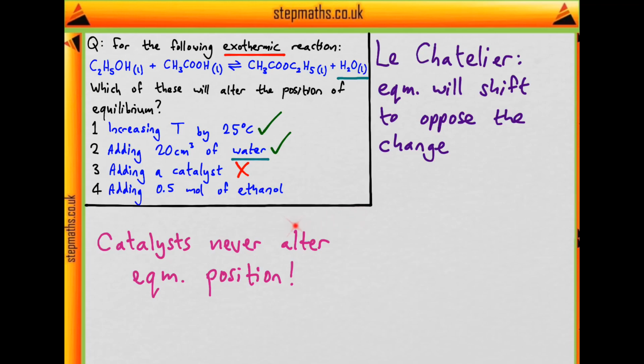And finally, what's the effect of adding some ethanol? Well, similarly to part 2, notice that ethanol is one of the reactants. So what's going to happen if we add ethanol? The equilibrium is going to shift to the right to remove the extra ethanol that we've added. So again, this is going to shift the equilibrium position.